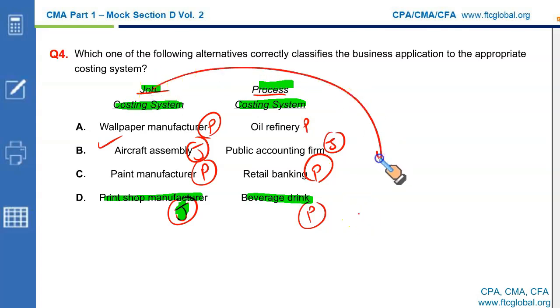Now what kind of organizations would use job costing? If there is construction of buildings or ships, aircraft assembly, printing, special purpose machinery, public accounting firm, management consulting firm, repair shops, industrial research projects, they will most likely use the job order costing system.